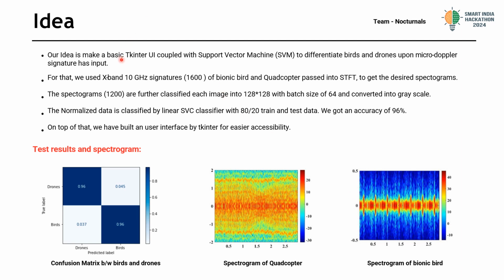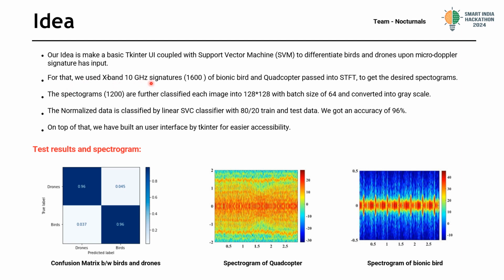So our idea is to make a basic Tkinter UI coupled with a support vector machine, the ML model that we are going to use to differentiate birds and drones upon micro-Doppler signature as input. If we give the signatures as input, we will differentiate birds and drones.